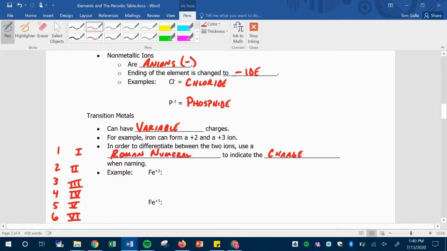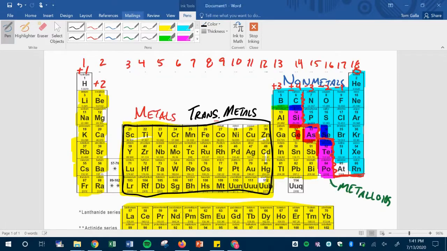And so when we're talking about naming, let's look at an example here. We have Fe plus 2. Remember, the plus 2 indicates that the charge is 2. Now let's go through and find Fe on our periodic table. As we're looking for it, remember, it should be in the center section here, and here it is, right in the middle. And that happens to be iron.